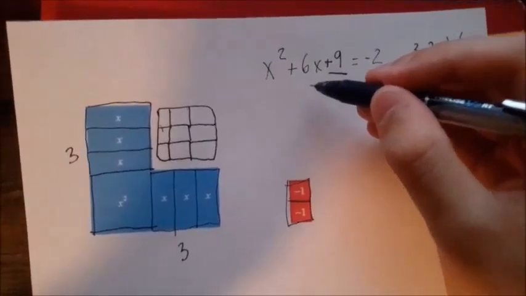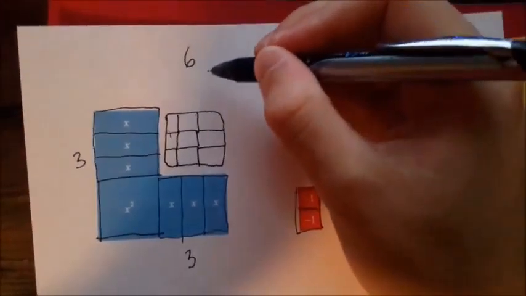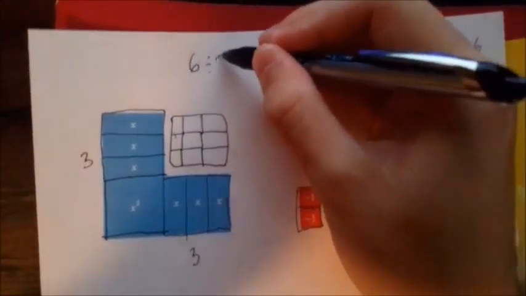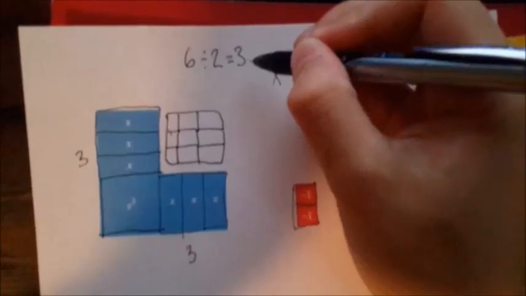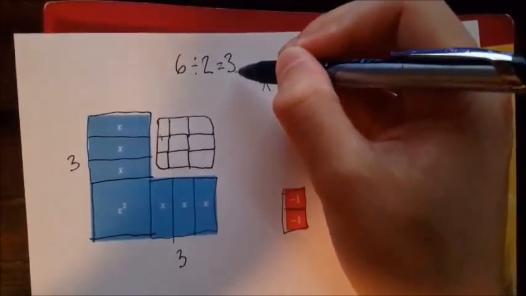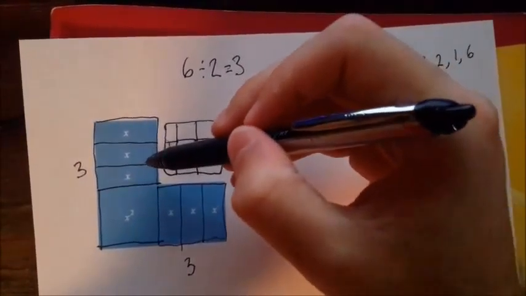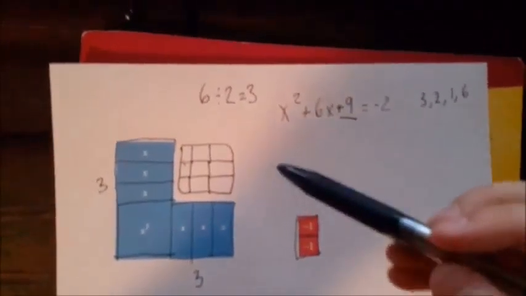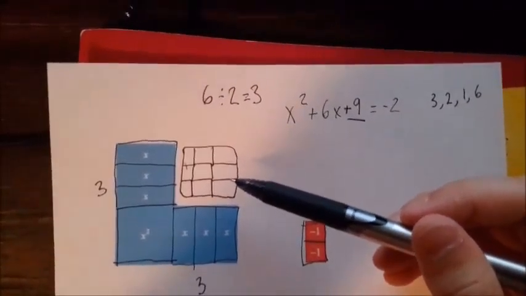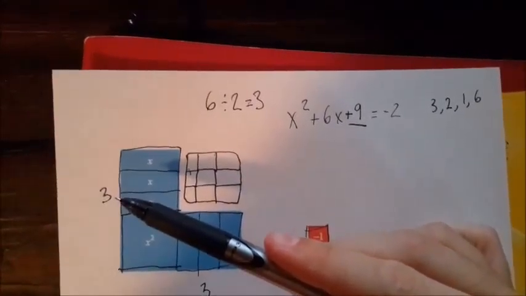We take our 6, we divide it by 2, and we get 3. This 3 is the same number of how many x's we have on each side of our square. Now when we ask ourselves, how do we go from 3 to 9? We know we multiplied 3 by 3.